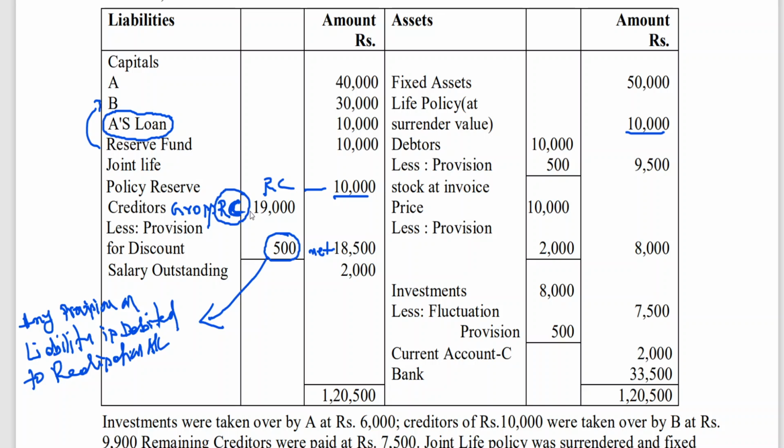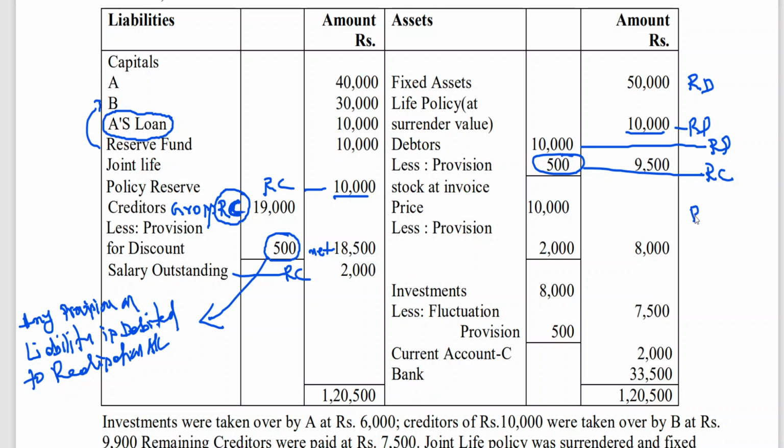RC means realization account credit side. Salary outstanding, realization account credit side. Fixed assets, realization account debit side. Life policy surrender value, realization account debit side. Debtors also I told you. This provision gross amount is debited to the realization account debit side. This will be taken to the realization account credit side. This also I told you.